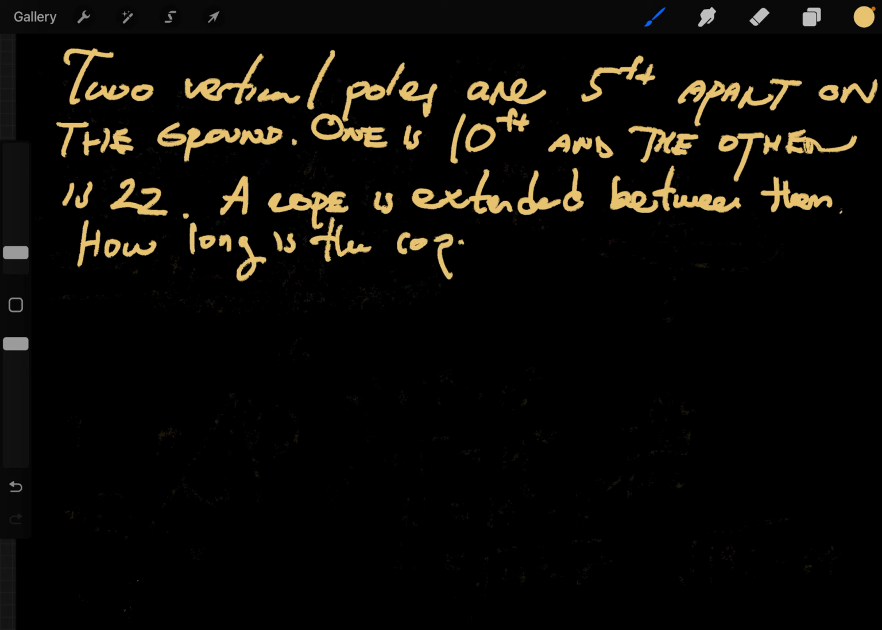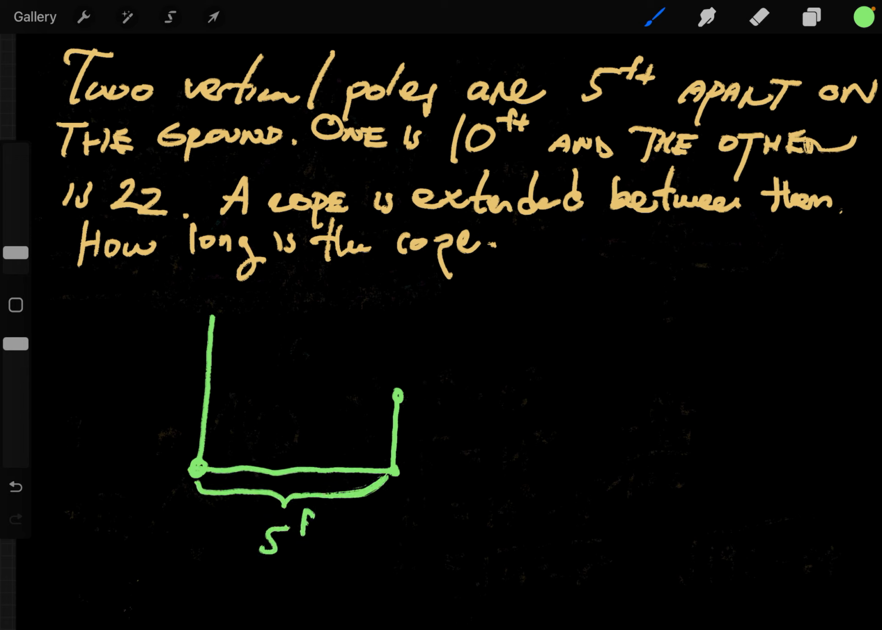So it's right there what you guys have. I just rewrote the question because you want to really focus on the reading comprehension and interpreting that. So I have 2 vertical poles, and they're 5 feet apart on the ground. So this is one vertical pole, and here's another vertical pole over here. I'm basically telling you that this length is 5 feet. So they're 5 feet apart from one another.